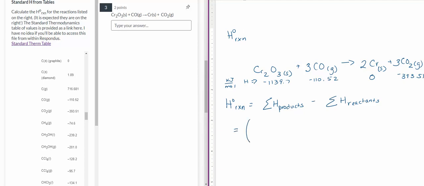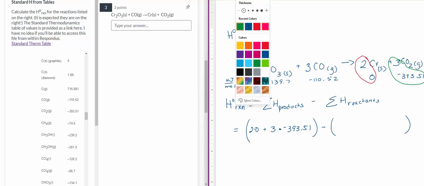So the sum of the products as they have been multiplied by their stoichiometric coefficients. What does that mean? That means I'm going to take this 2 and multiply it by 0, and then add to that 3 times this. So 2 times 0 is 0, that makes it easy, plus 3 times, don't drop the negative, 393.51. So that is the sum of the H of the products. And from that sum, I will subtract the sum of the H of the reactants.